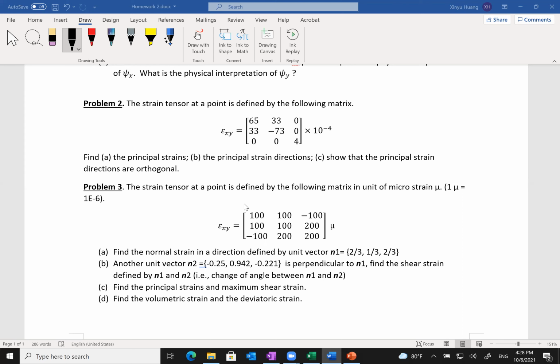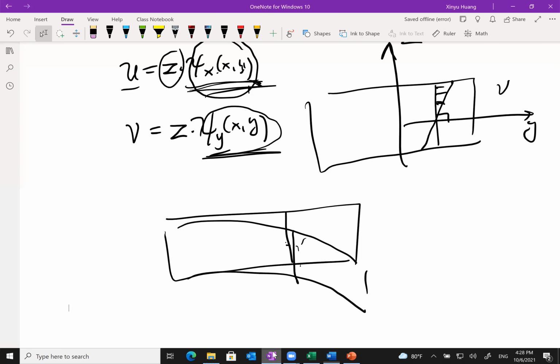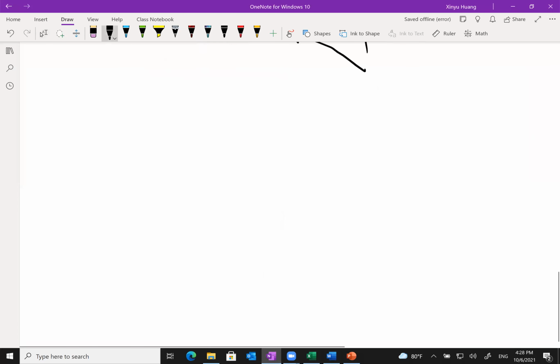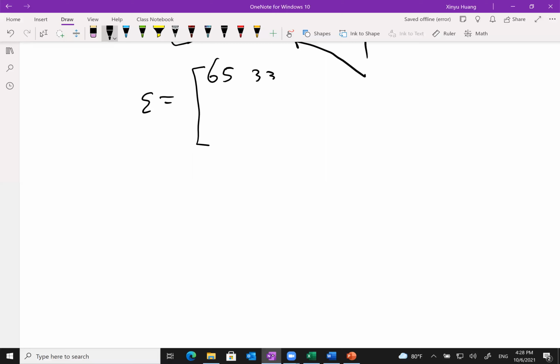So I'm gonna write up here. Problem 2 is: we basically have a strain tensor, which is 65, 33, 0, 33, minus 73, 0, 0, 0, 4, and I want to find the principal strains. You can use any solver to do it. You can use MATLAB to find the principal strains.